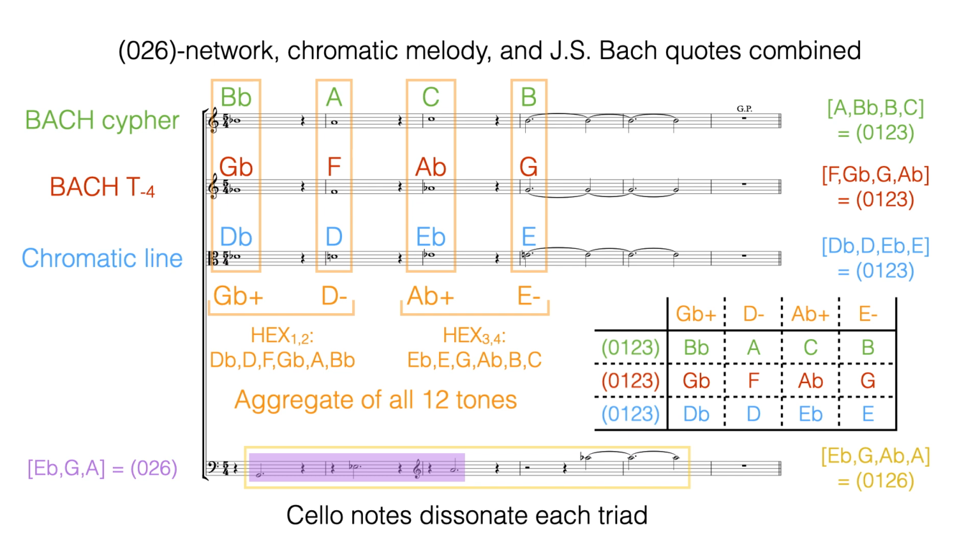G flat major triad with added G natural, D minor with added E flat, A flat major with added A natural, and E minor with added A flat. The concluding chorale thus represents a moment of historical and stylistic reconciliation between the 026 network, the chromatic melody, and the direct and indirect references to the Art of the Fugue, and between Bach and Gubaidulina.